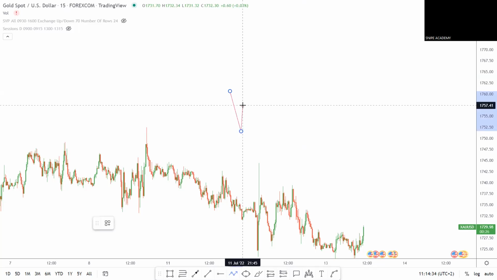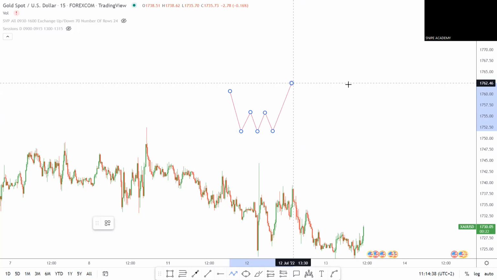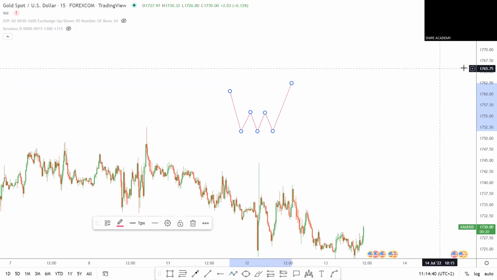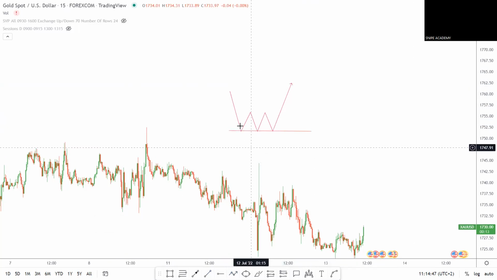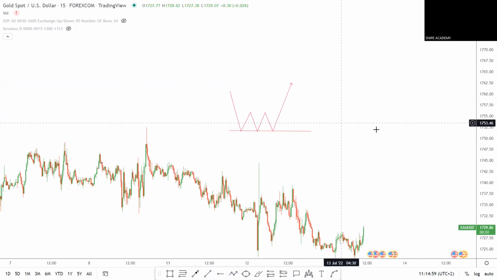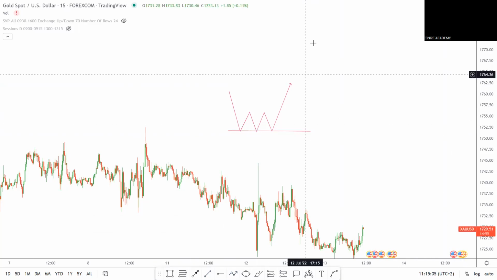When price fails to break a certain price to the downside, we call this a support. As we see, price is failing to break a certain price. In this case, with my mouse, just what's up with my mouse now? As we see here, price is failing to break below the 1751. So yeah, price is forming a support.